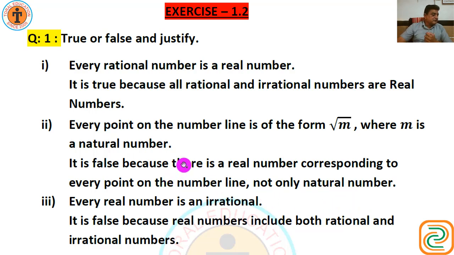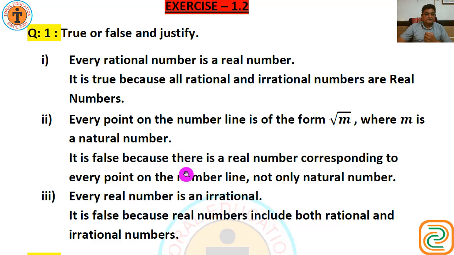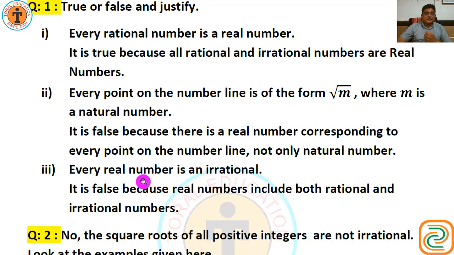Question number 3. Every real number is an irrational number. It is also false because real numbers include both rational and irrational numbers, not only irrational numbers. So rational and irrationals are included in real numbers.